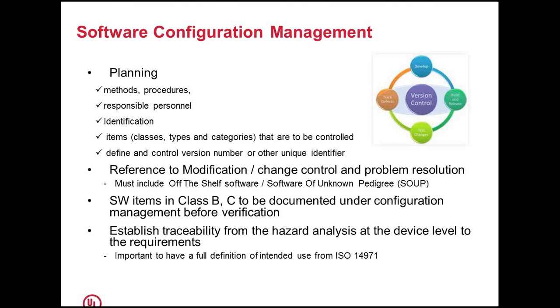And software items which are class B or class C are to be documented under configuration management before verification. As I said earlier, if it is a class A, most of the requirements are not applicable, so you can clearly see configuration management requirement for a class A is not that critical. And you need to establish traceability right from your hazard analysis stage till your verification and validation document, and also in the maintenance phase of the software.